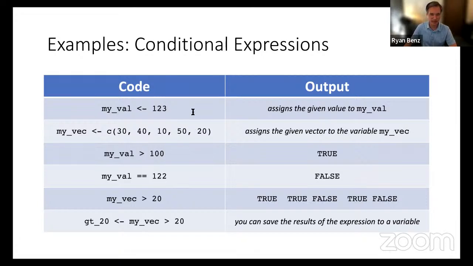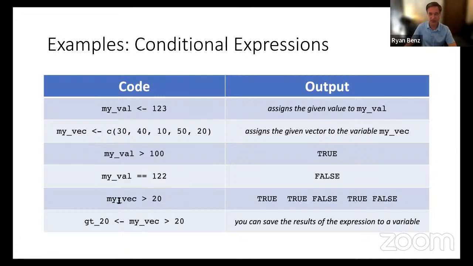Well, we know it is because it's 123, and so R is going to respond true to that. Is my value equal to 122? Again, we use the double equal sign to ask the question of equality, not the single equal sign. R will tell us that the answer is false because 122 is not equal to 123. Look at this one. This is interesting. But hopefully it makes sense here.